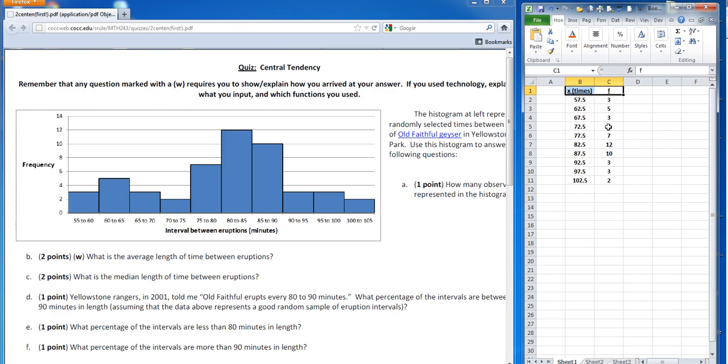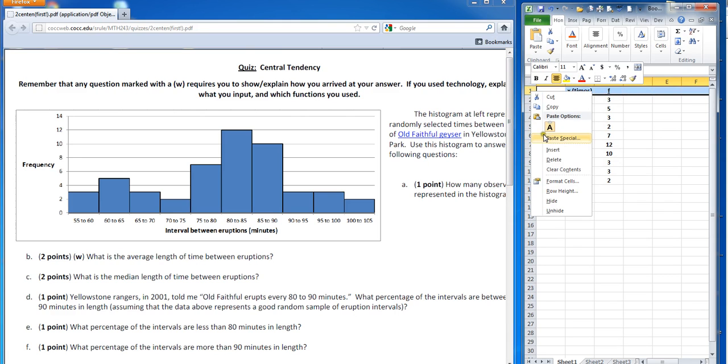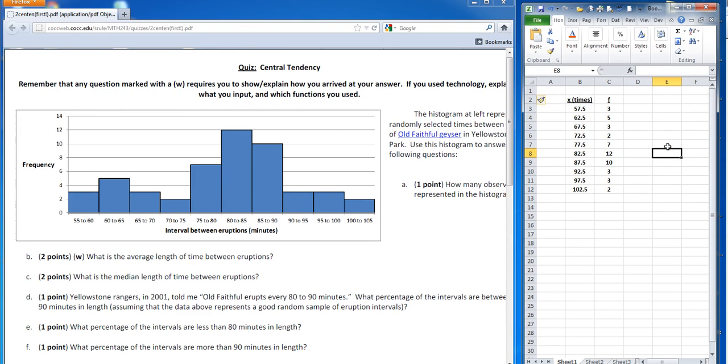Throw an underline under there just to be saucy. Let's insert a. There we go. Looking good, friends. Okay, so beautiful. Here we go. So the number of observations is going to be the sum of this.